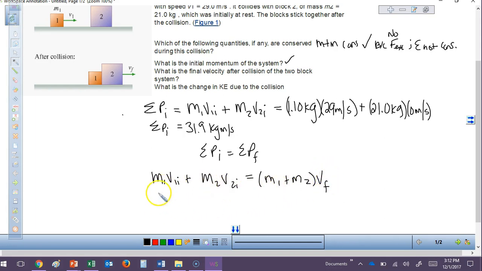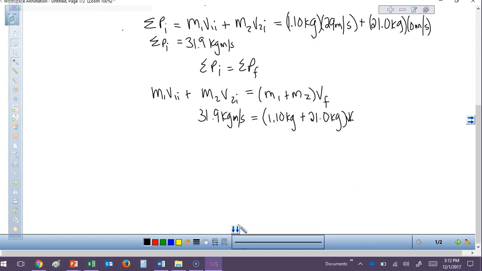So we actually know this first part already. We calculated it. So I'm going to go ahead and use that shortcut, because this is the initial momentum of the system. So 31.9 kilograms meters per second equals m1, which is 1.1, plus m2, which is 21.0. And then we'll go ahead and solve for VF.